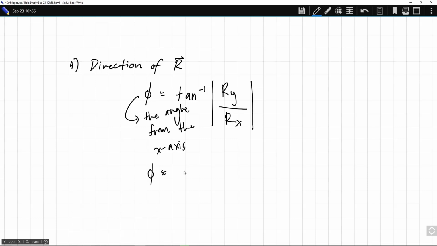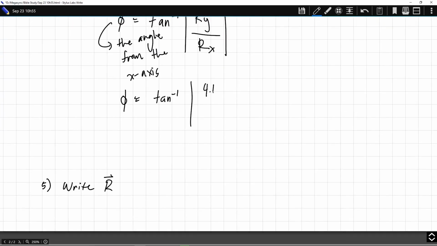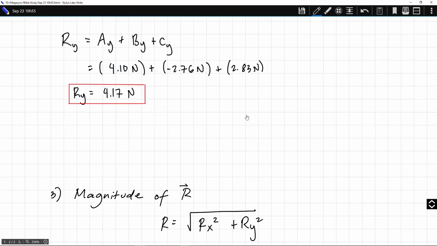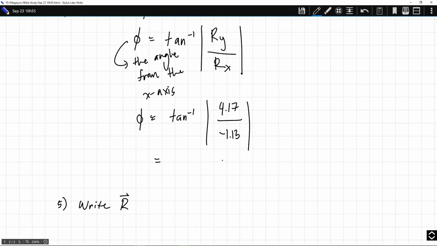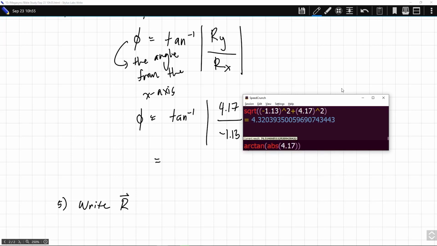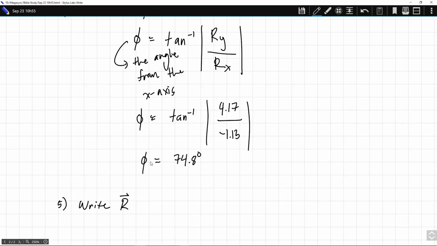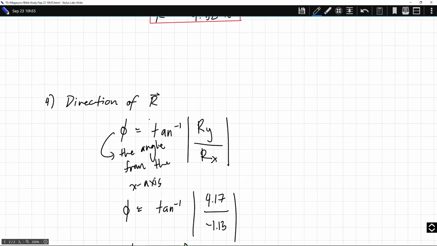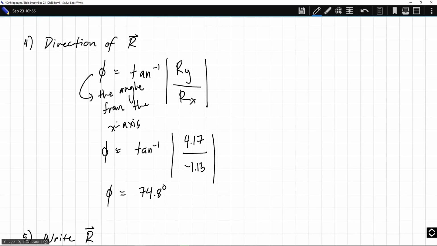Okay, so let's substitute our given values to solve for phi. So phi is equal to inverse tangent of r sub y over r sub x. So using our calculator, we got the angle 74.8 degrees. So ngayon, meron na tayong angle phi. Now, we need to solve for the direction of our resultant vector r. So, since this is the angle from the x-axis, we actually have 4 possible angles from the x-axis.